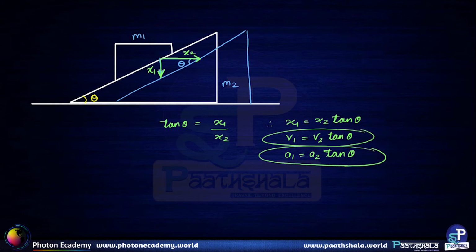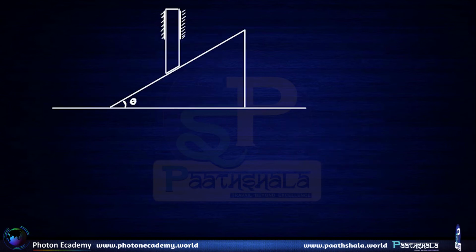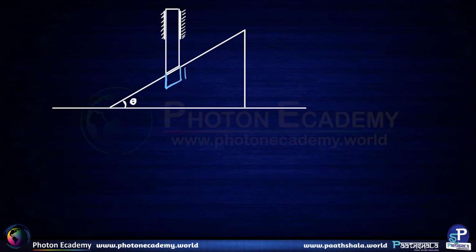Now there is no friction involved in this particular question. Here is again a similar situation. Let us say this rod, which is constrained to move in the vertical direction, comes down by x1 amount. So in that case, the wedge will have to shift towards the right hand side.